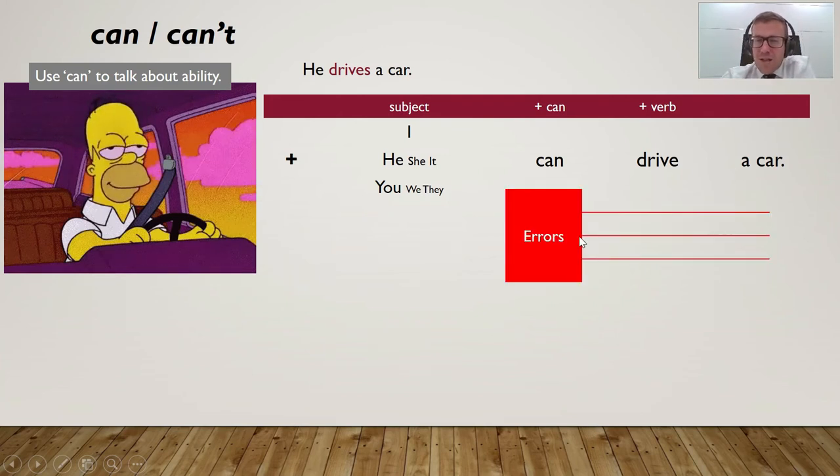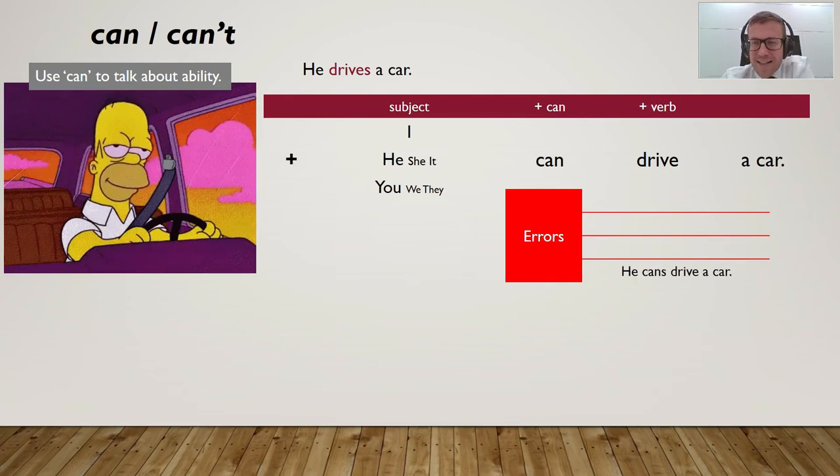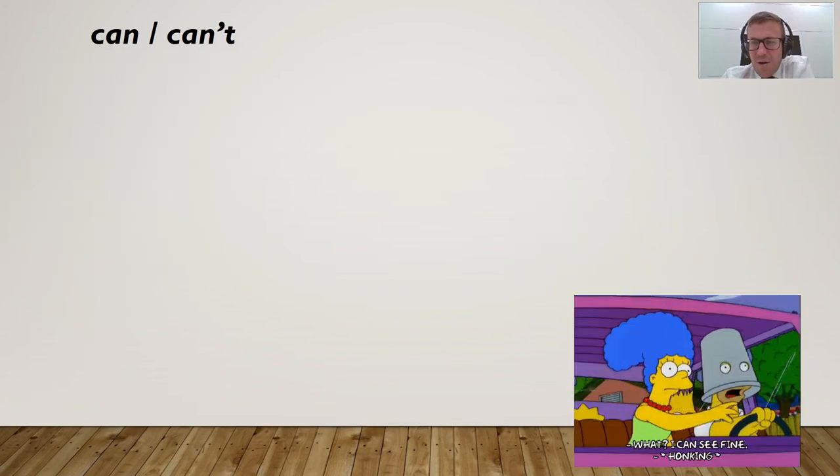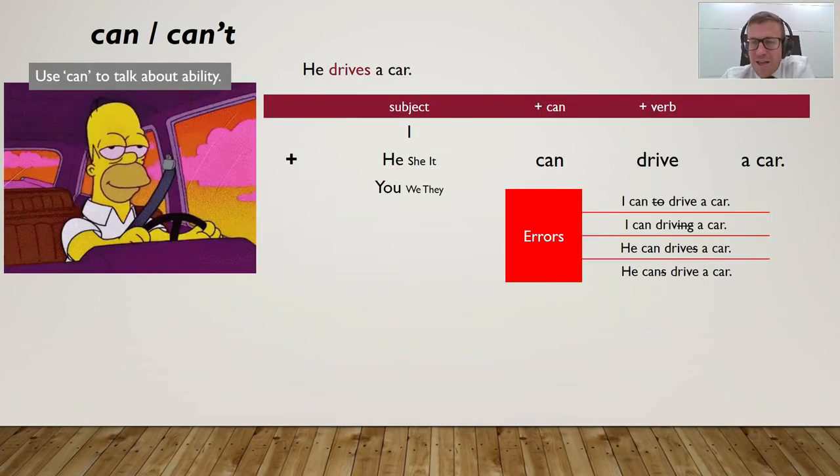Let's look at some errors, some problems that people have. I can to drive a car. No to. I can driving a car. No ing. He can drives a car. No s. He cans drive a car. No s. So these are all the errors we often see in can. So it's just quite simple. Can drive.